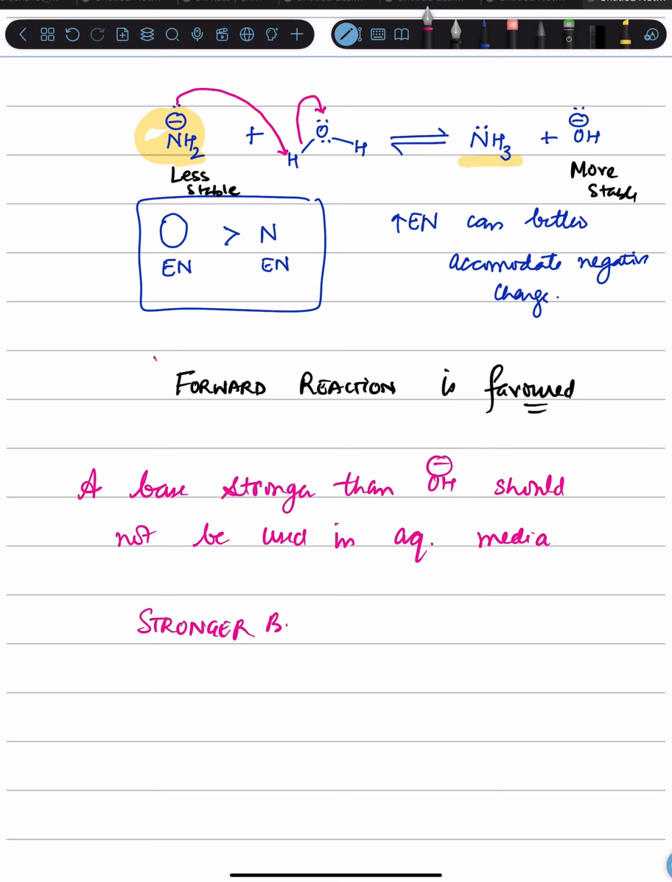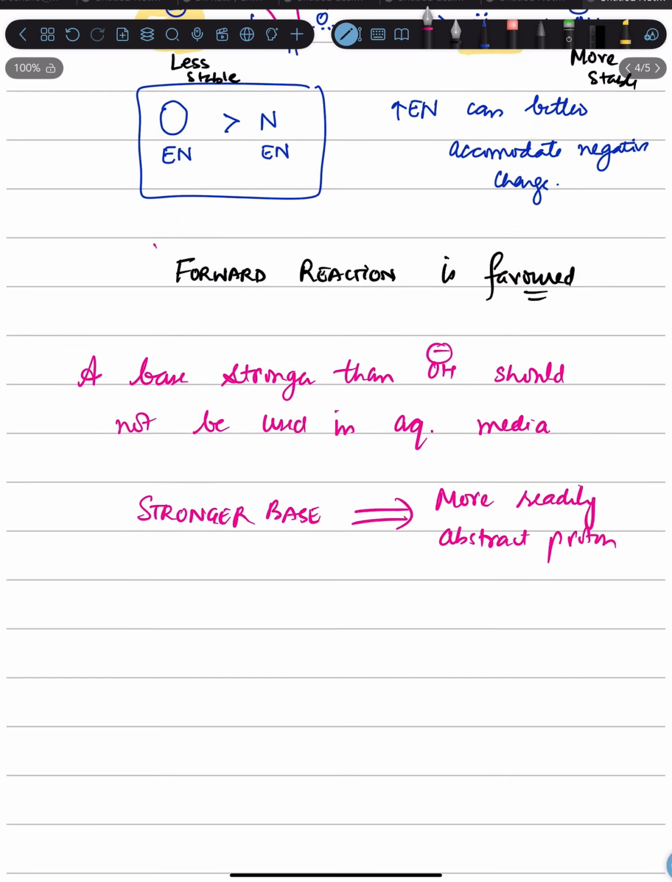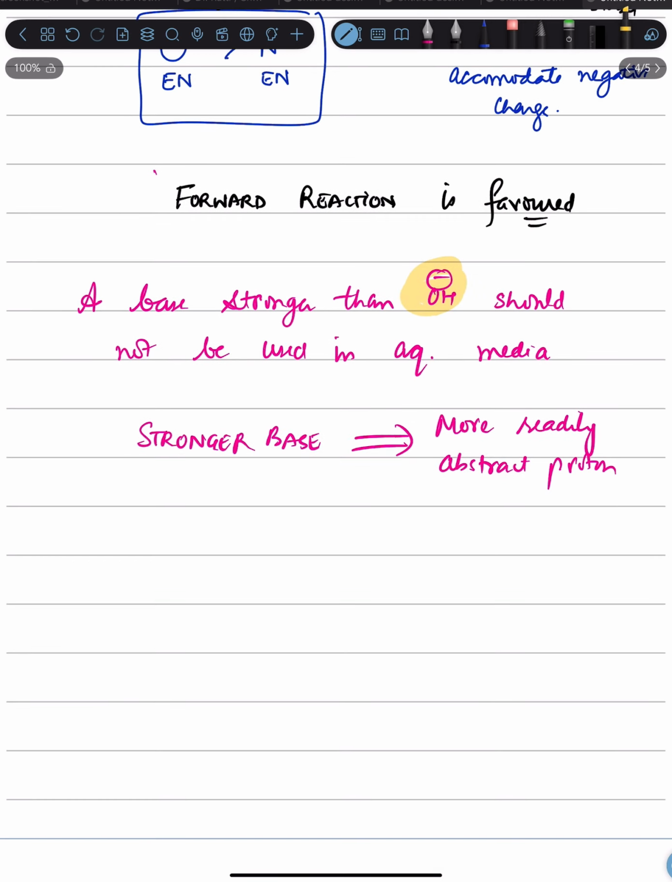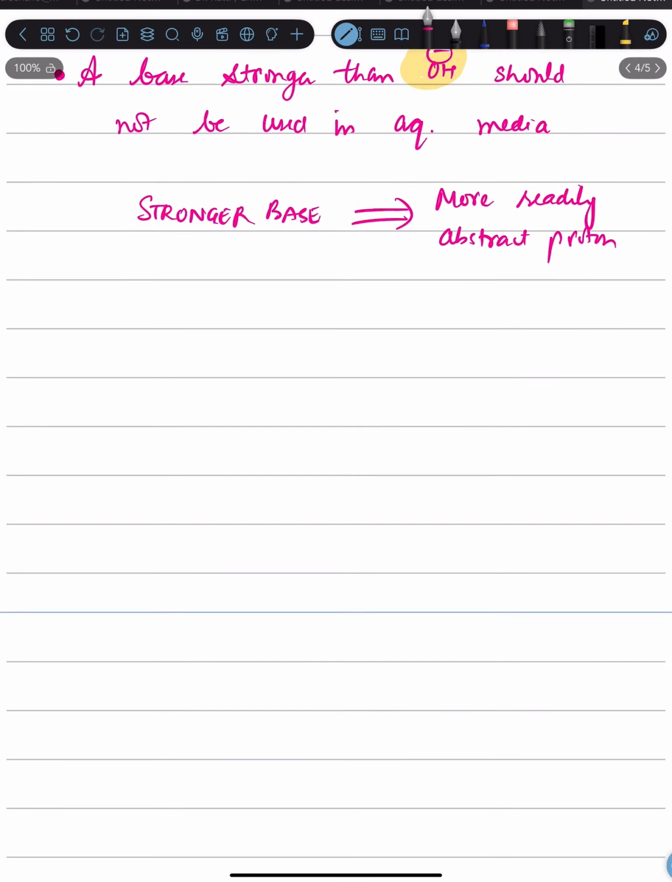a base which can more readily abstract a proton. If a base is more ready to abstract a proton as compared to OH negative, then it will abstract the proton and get consumed. So in an aqueous media, we should never use a base which is stronger than OH negative ion. That is one of the conclusions. Please keep this in mind. This is the conclusion which we have drawn.